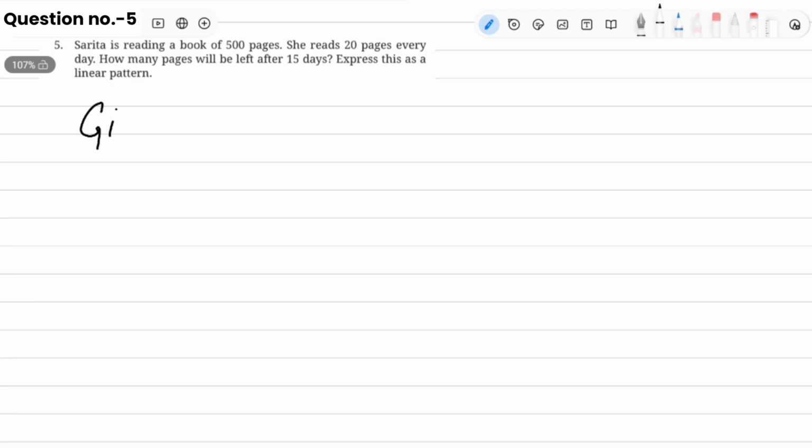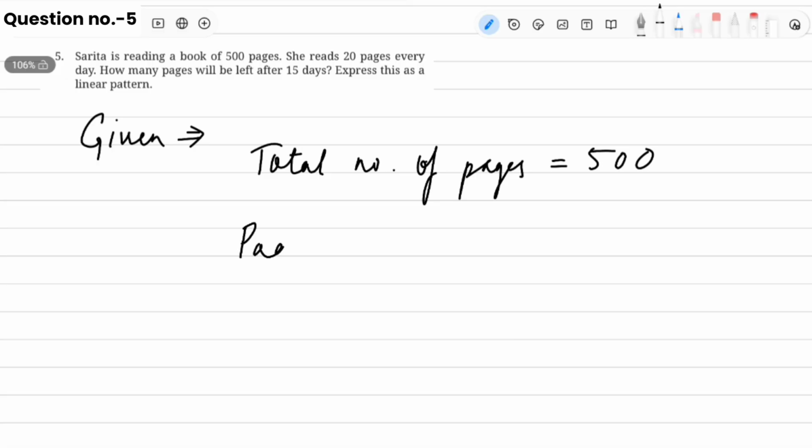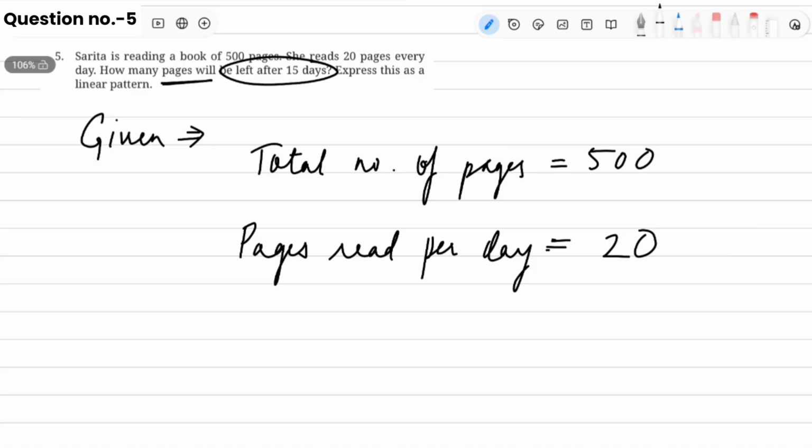So first we will write the given for this question. Total number of pages, how many are there? Total number of pages is equal to 500. Then pages read per day, how many pages does she read every day? She reads about 20 pages every day, and it is asked how many pages will be left after 15 days. After 15 days how many pages will be left?